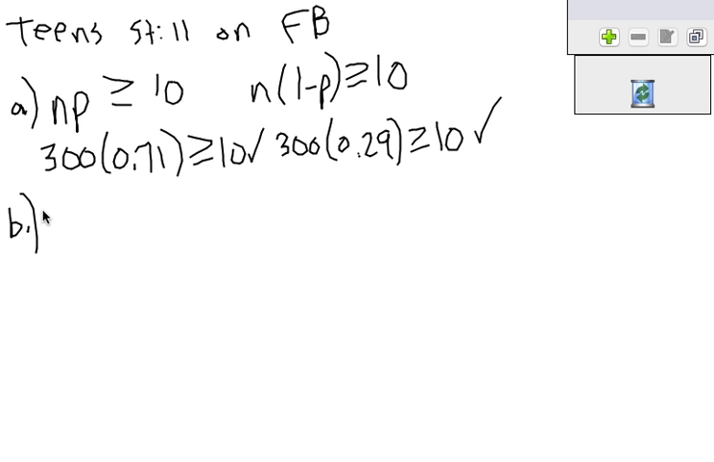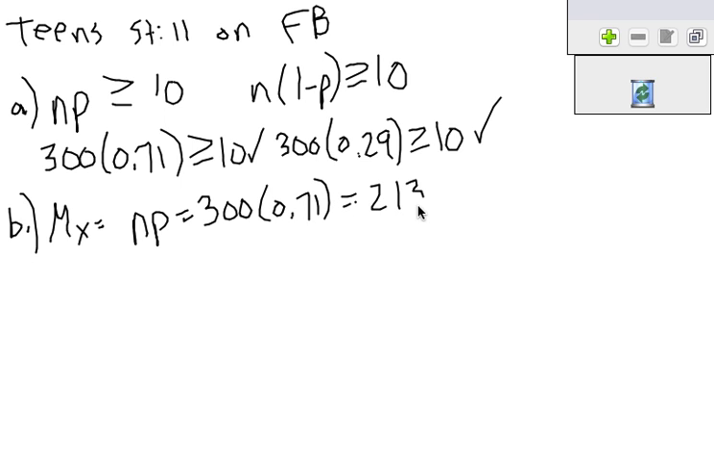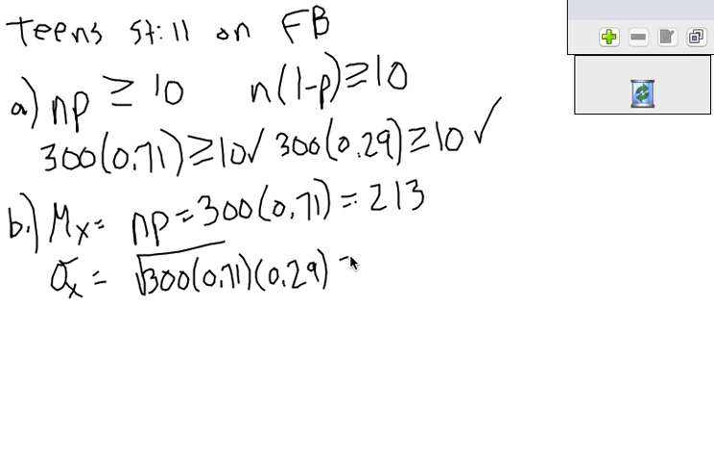All right, so part B, use a normal distribution to estimate the probability that 200 or more teens in the sample use Facebook. So we need to find our mean, which is NP. So that is 300 times 0.71, which we actually did earlier up here, and we get 213. We have to do our standard deviation since we're doing a normal distribution here, which is the square root of 300 times 0.71 times 0.29, and that gives us our answer of 7.859.